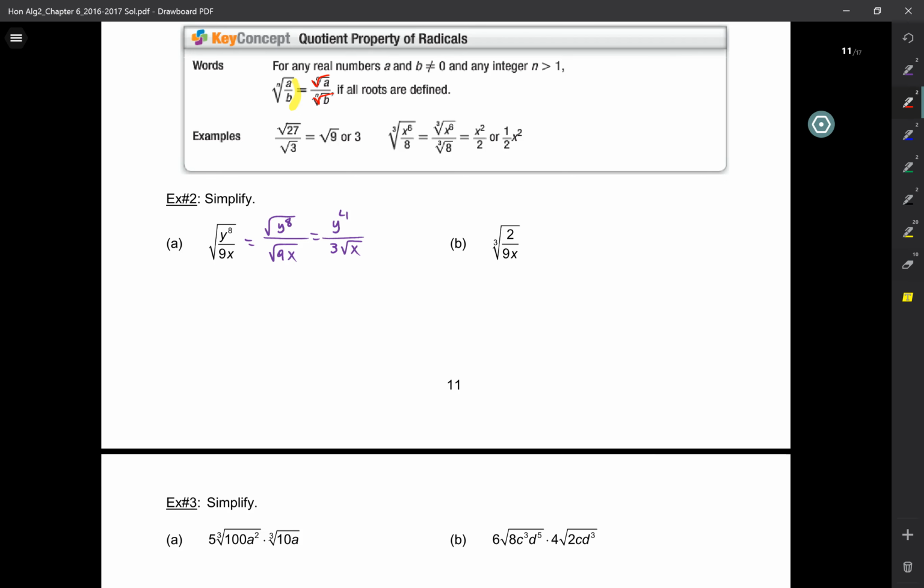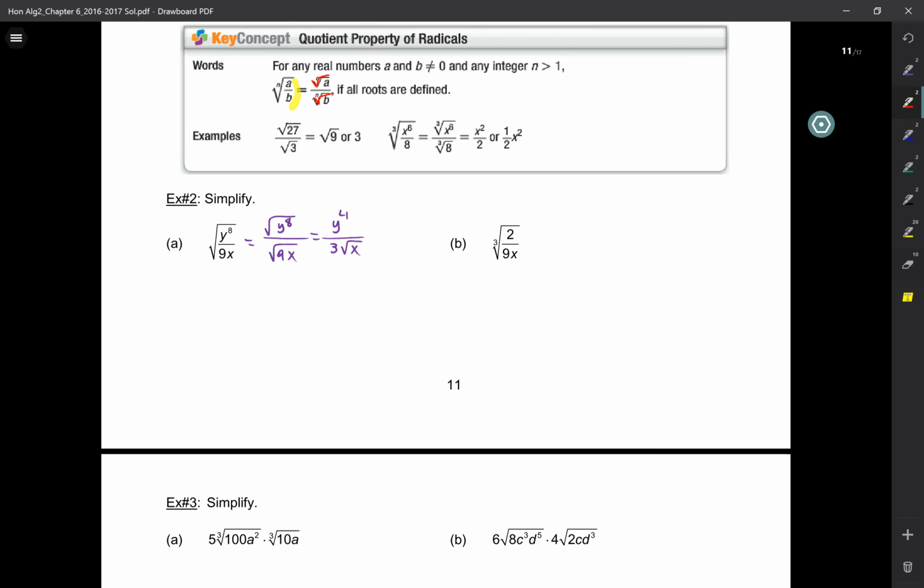Brownie points for telling me what the name of that process is. Multiplying the bottom stuff, the denominator. It starts with an R. Rationalize the denominator. Oh, rationalizing the denominator. There we go.